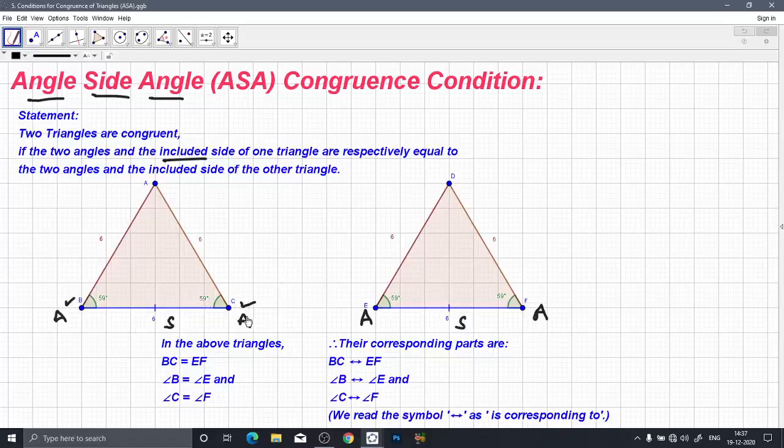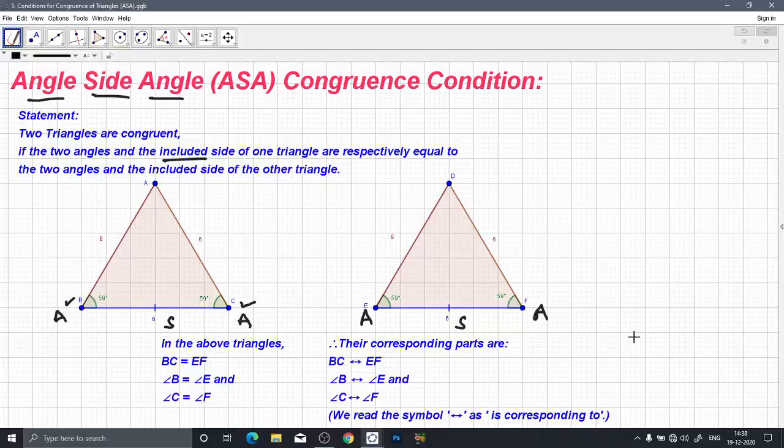So now BC is corresponding to EF here, side, and angle A is corresponding to angle E here, angle, and angle C is corresponding to angle F here. Okay, so now angle side angle here, angle side angle are equal, so these two triangles are congruent to each other.